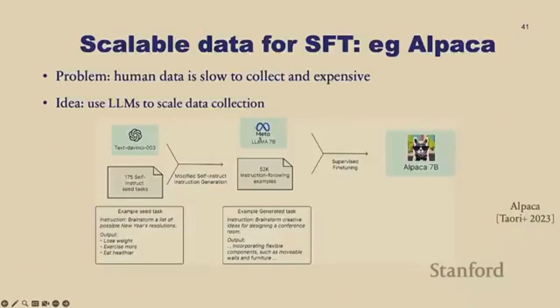And then we simply took Llama 7B, which was the best pre-trained model at the time, and we just fine-tuned this with supervised fine-tuning, as I told you, and that's how we got the Alpaca 7B model. And this is the type of data that we collected.